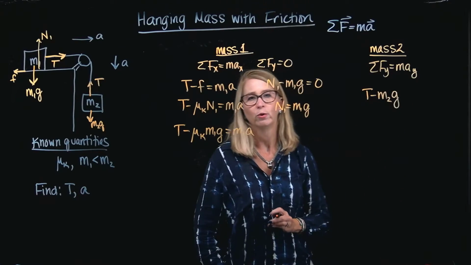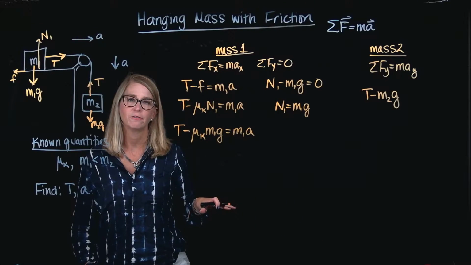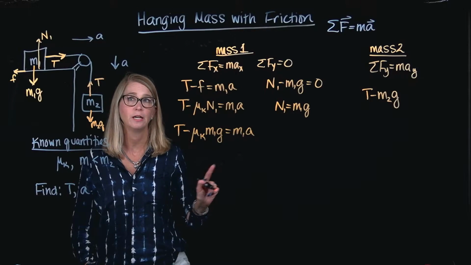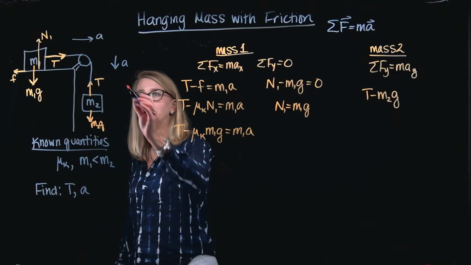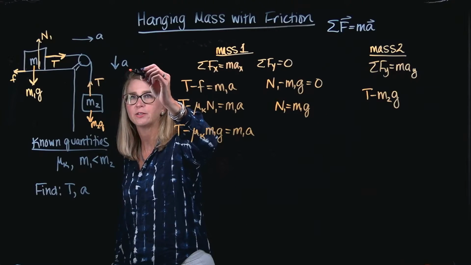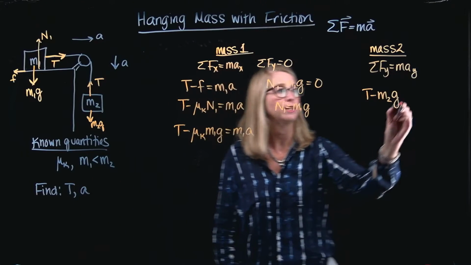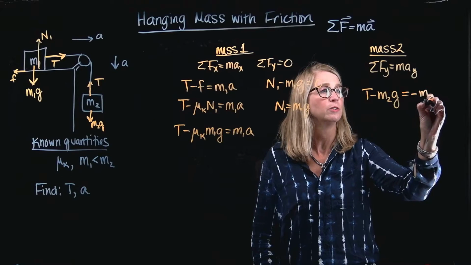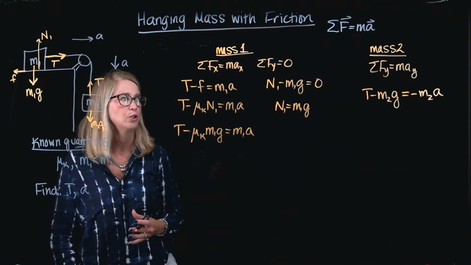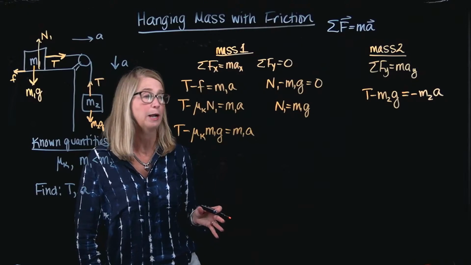I like to keep my normal sign convention that up is positive and down is negative. And so the tension is a positive force, but the weight is a negative force. But now this is where I have to be really careful. When I write this equal to m2a, I have to take into account that this acceleration is downward. That's the negative direction. So I need to write this as minus m2a. If you forget that negative sign, you will get the wrong answer. You can't get the right answer unless you make another mistake along the way.